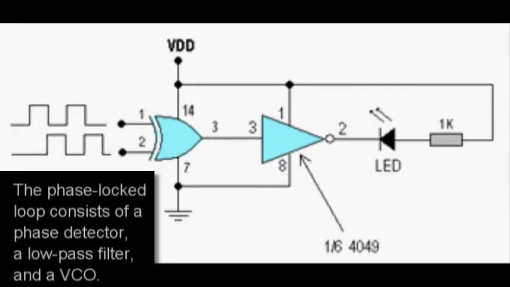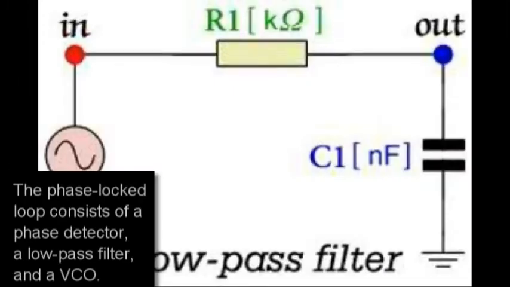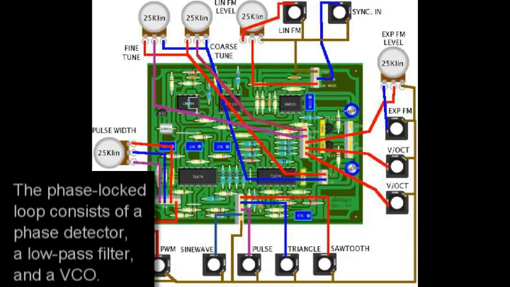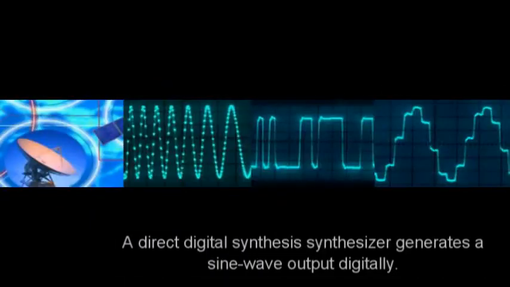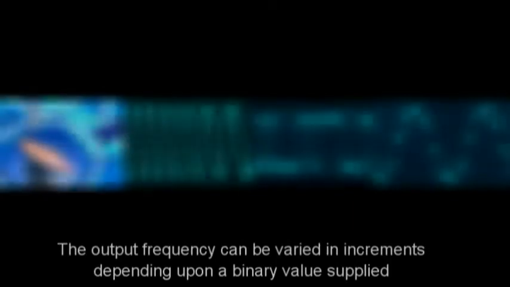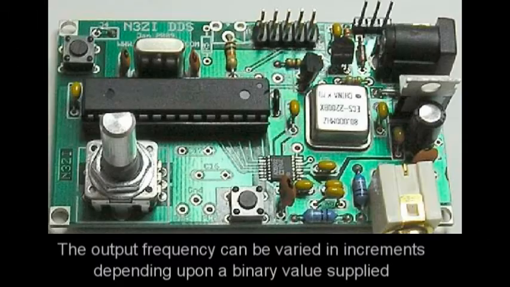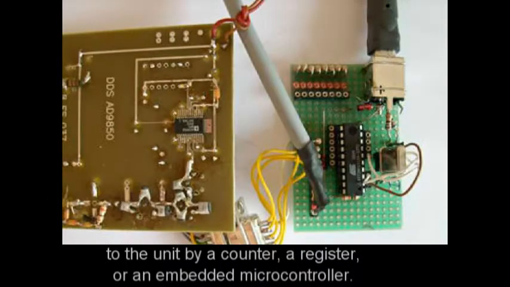The phase-locked loop consists of a phase detector, a low-pass filter, and a VCO. A direct digital synthesis synthesizer generates a sine wave output digitally. The output frequency can be varied in increments depending upon a binary value supplied to the unit by a counter, a register, or an embedded microcontroller.